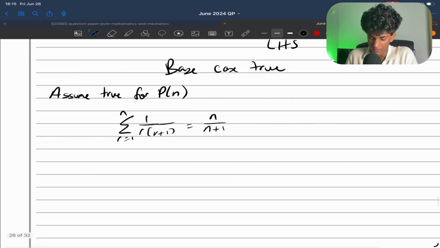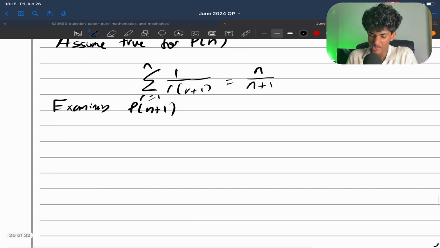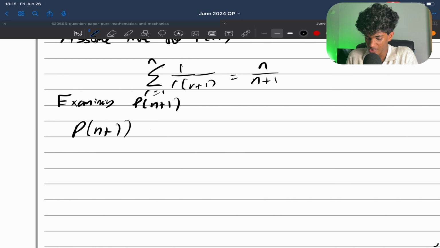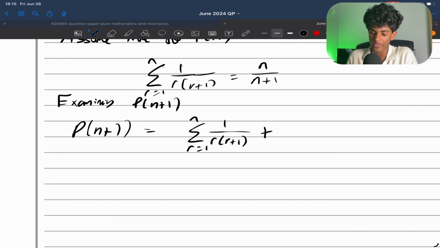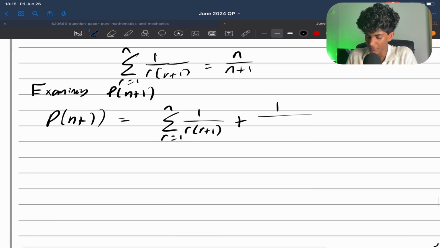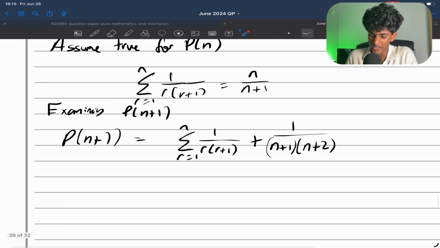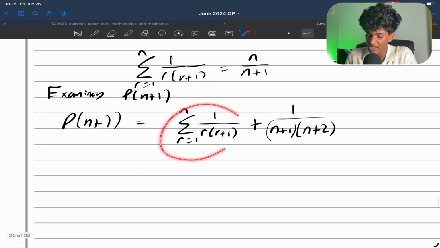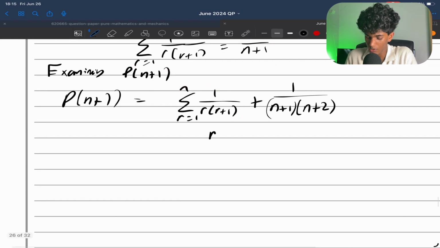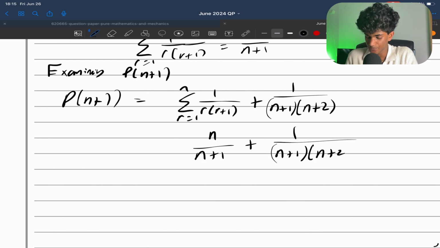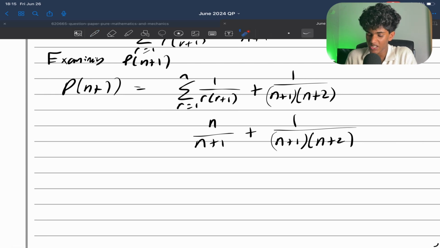Now, let's examine p of n plus 1. So p of n plus 1 is the sum from 1 to n, 1 over r times r plus 1, plus the n plus 1th term, which is 1 over n plus 1 times n plus 2. So, using our inductive assumption, we know that this is equal to n over n plus 1 plus 1 over n plus 1 times n plus 2. So, we now need to add these together, basically.